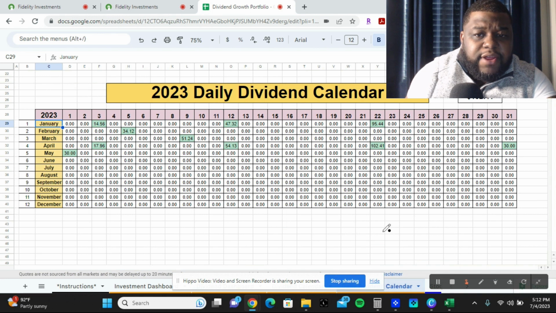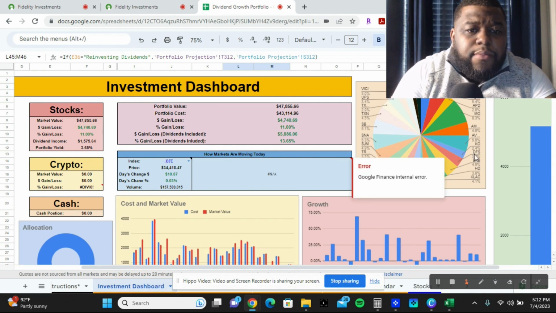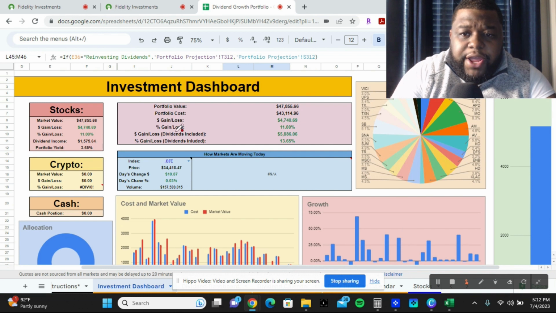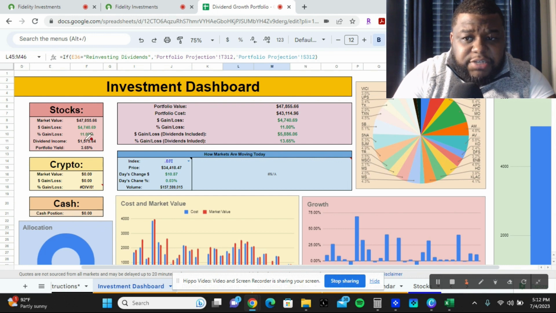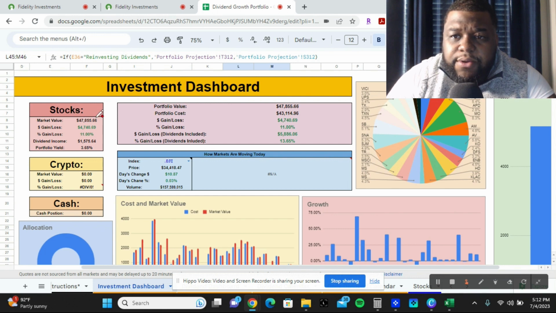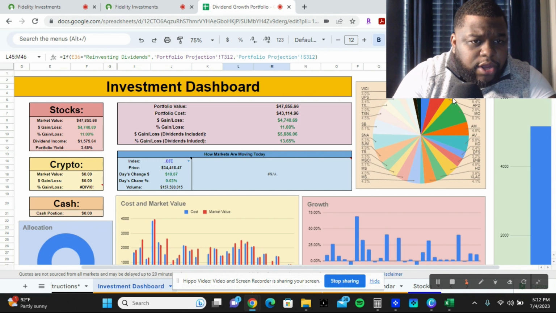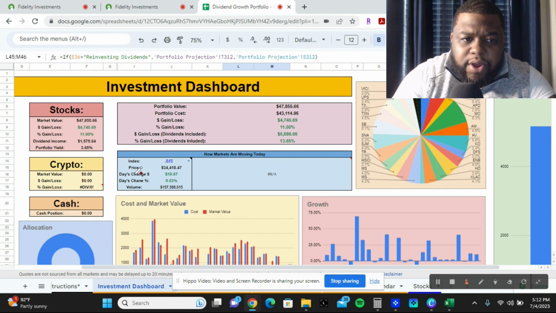Here is the dividend calendar for 2023. And then moving forward, here is my investment dashboard. With my investment dashboard, you see right here that the market value of my portfolio is $47,855, with a gain of $4,000. Here are all of my stocks to the right. I don't have any crypto right now.